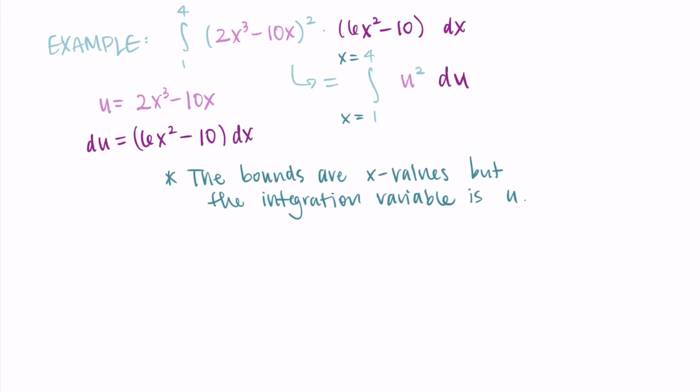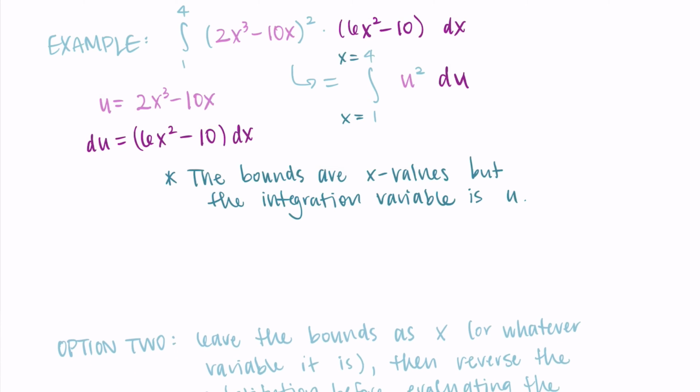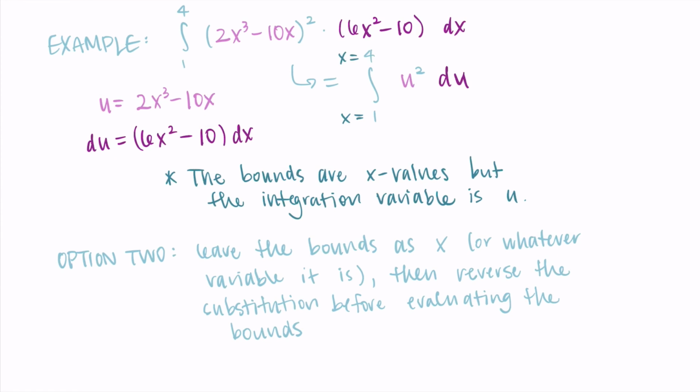All right, let's try this again with option 2 for our second way to solve this problem, and just keep in mind we should be getting the same answer. So as you're watching through, just look for when we're getting to a point that seems familiar, and you can see where these two options sort of match up at the end. So the second option has us leave the bounds as x and then just reverse the substitution at the end. So let me show you what that looks like.